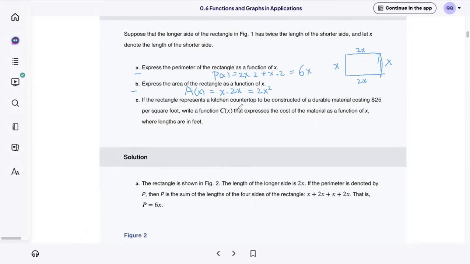If the rectangle represents the kitchen countertop to be constructed, and the material costs $25 per square foot, write a function of cost. So C of x equals $25 multiplied by the area function, right? Because it's $25 per square foot. So multiply by 2x squared, which gives 50x squared. That's the cost function. That's how we use functions in life.